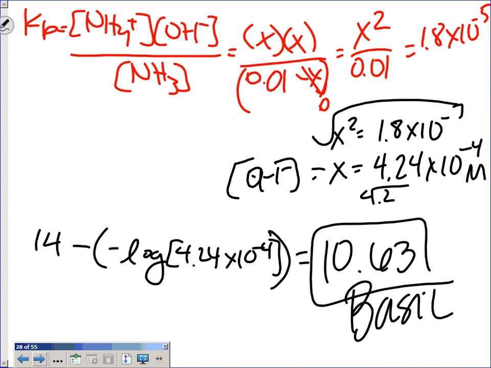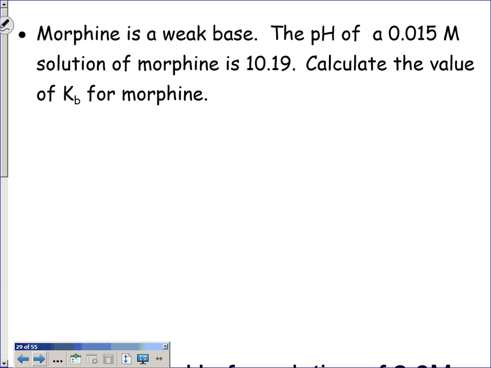Yeah. Gotcha. All right, so I have one more for you, and it's starting on a different side. So it's not starting off with the initial. No, sorry, it's asking for Kb, not the pH. Go for it.